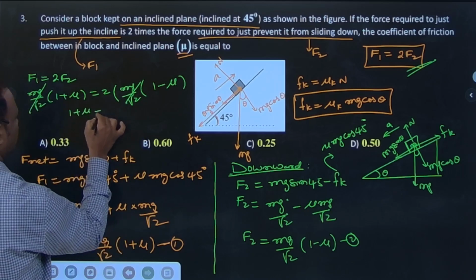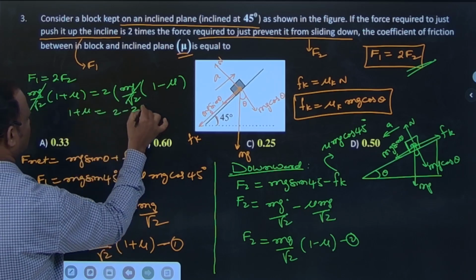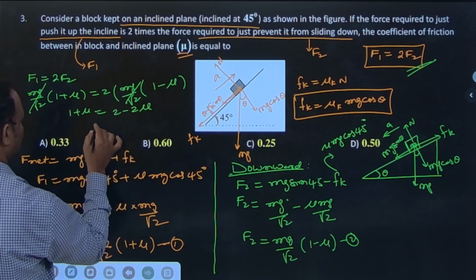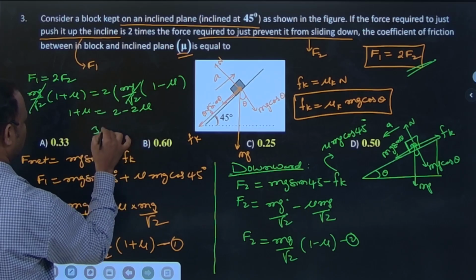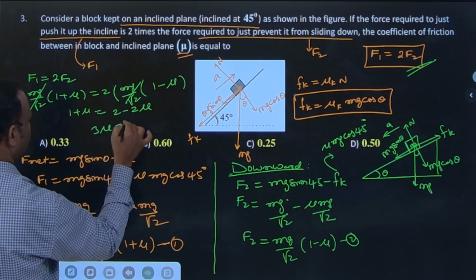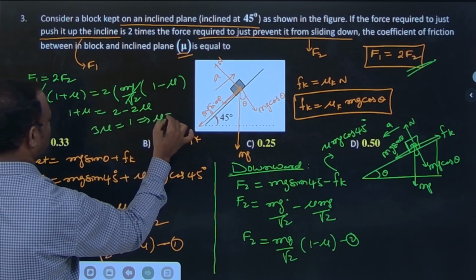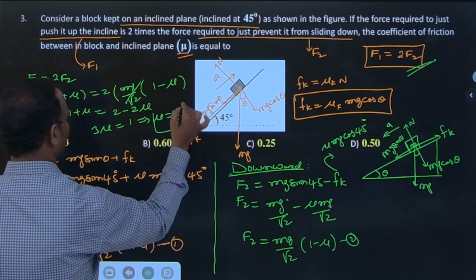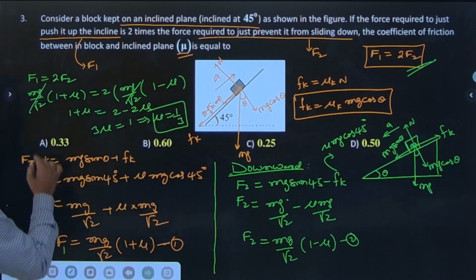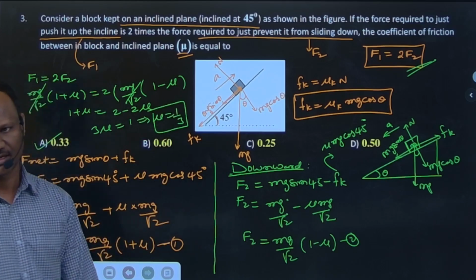1 plus mu is equal to 2 minus 2 mu. So 2 mu plus mu, 3 mu, is equal to 2 minus 1, which is 1. Then mu is equal to 1 by 3, which means 0.33. Option A is correct.